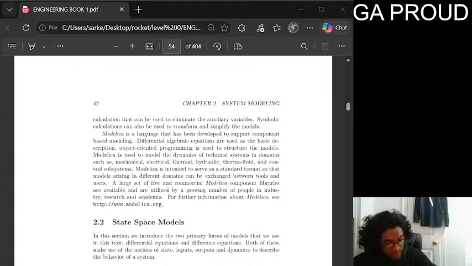X is equal to h and v, h being the altitude, v being the velocity. We got our input where u is equal to t, where t being thrust.